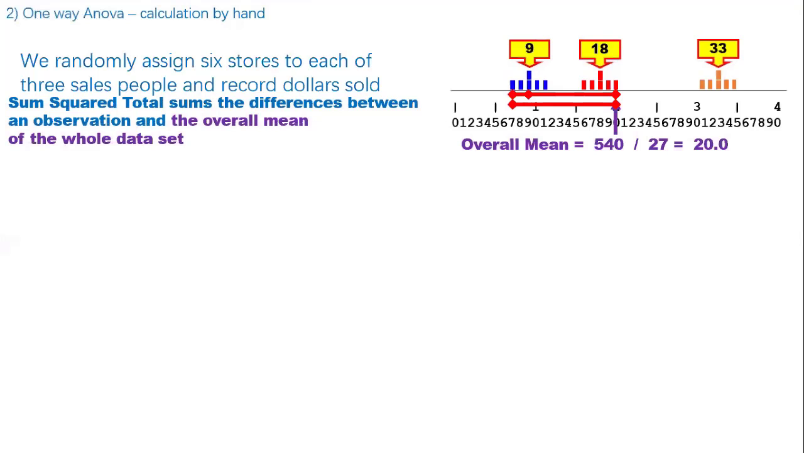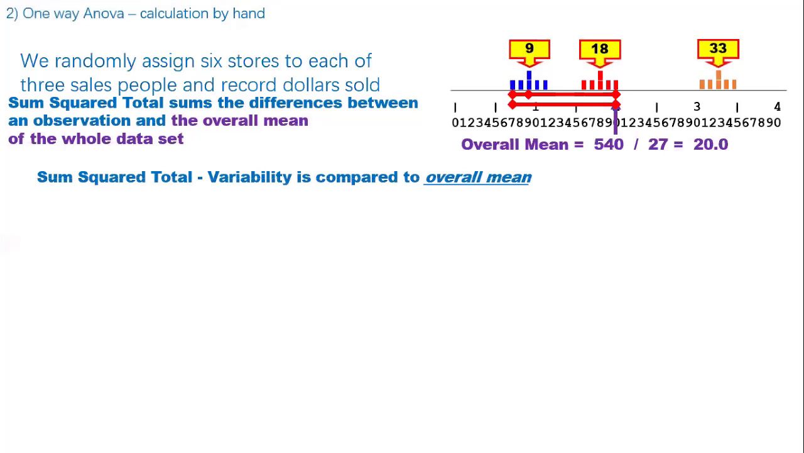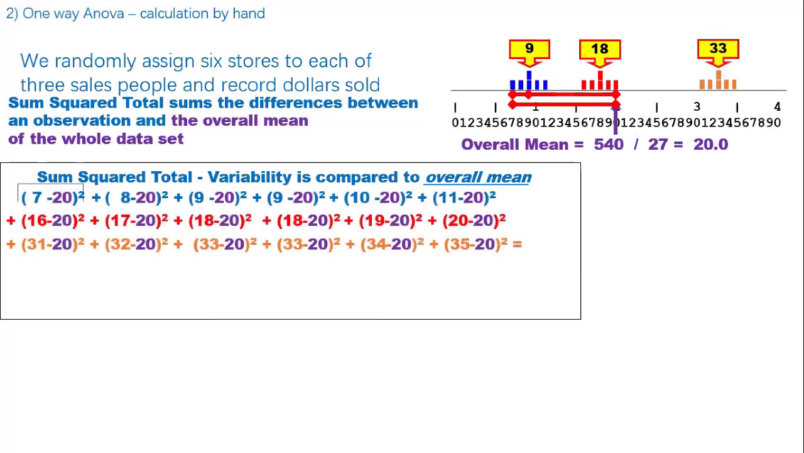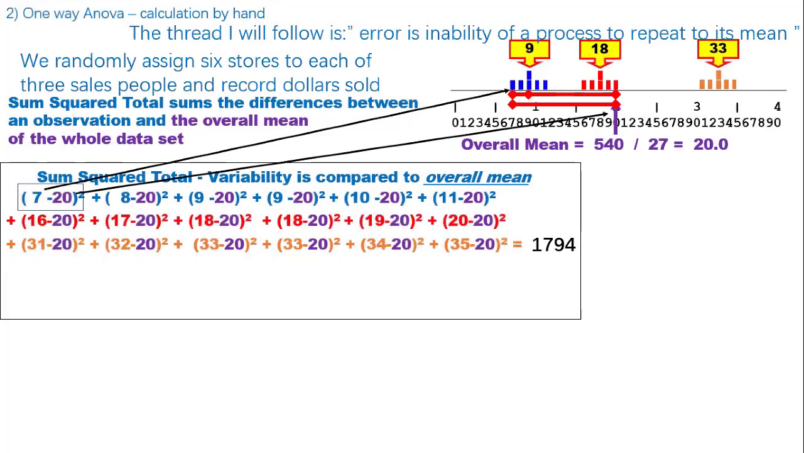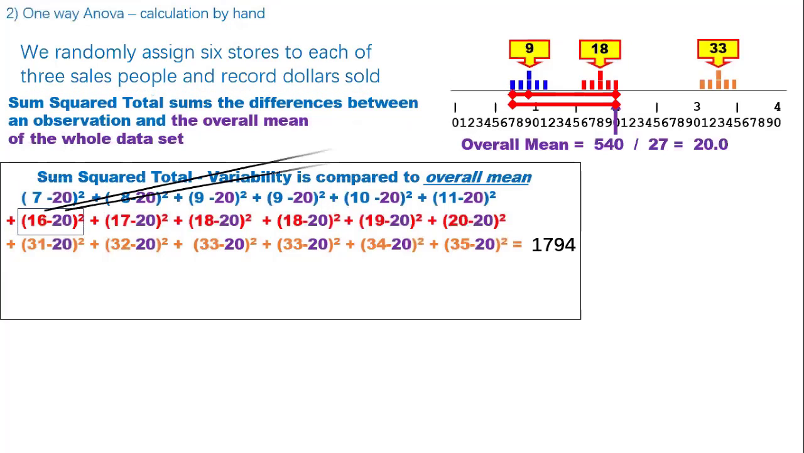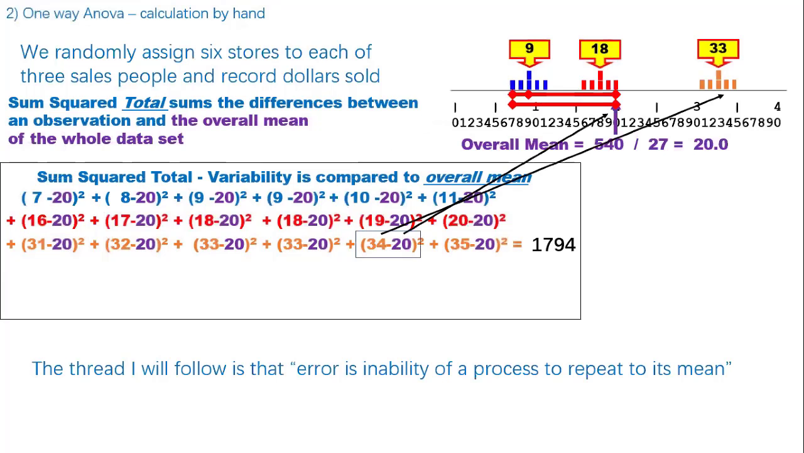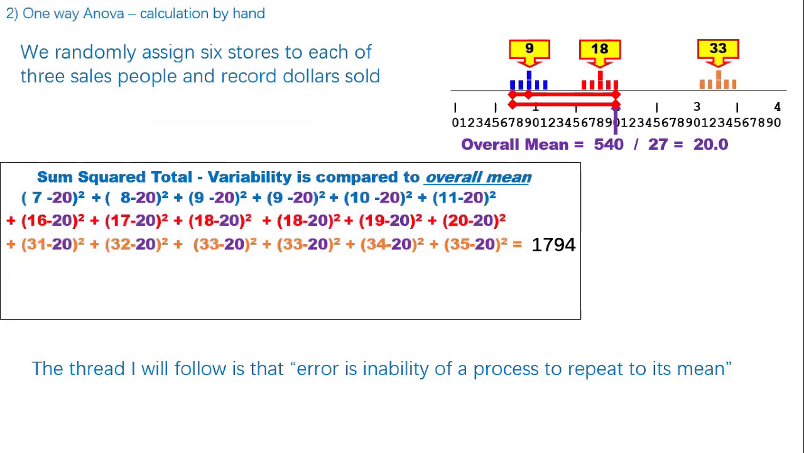So sum of squares total sums the difference between an observation and the overall mean of the whole data set. So sum of squares total variability is compared to its overall mean. This is our formula. 7 is the observation for the first group, and 20 is the overall mean. The sum of them equals 1,794. And 16 is the second observation for the second group, and 20 is the overall mean. So this is the same. Just follow the black arrow.